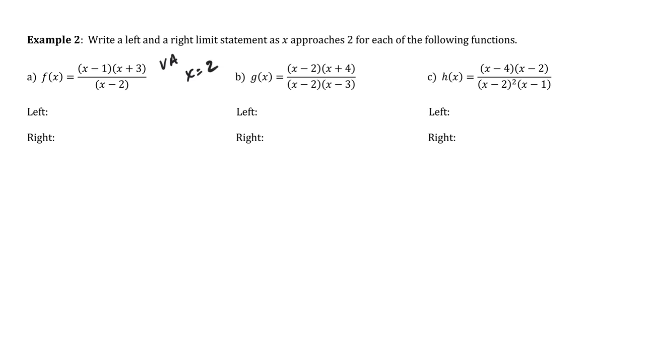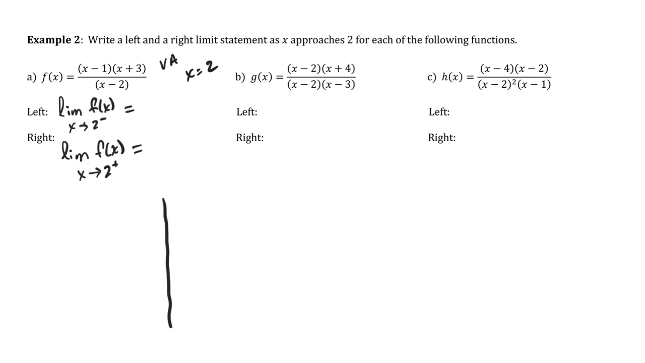So what I'm going to do is write the limit of f of x as x approaches 2 from the left, and the limit of f of x as x approaches 2 from the right. What do they equal? All right, so this is where we got to figure something out here. So what we have is we have this graph, right? At 2, I have this. And I know this graph has to do something like this.